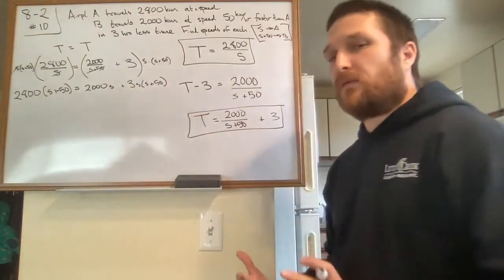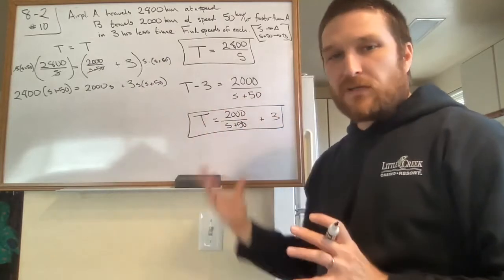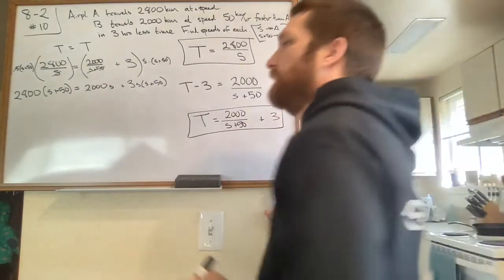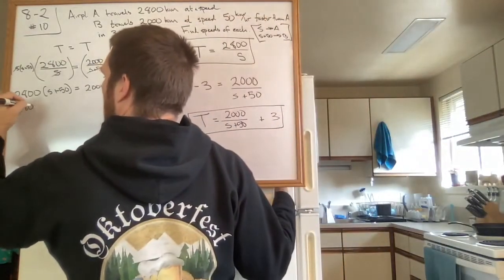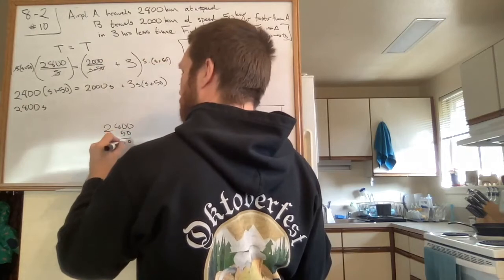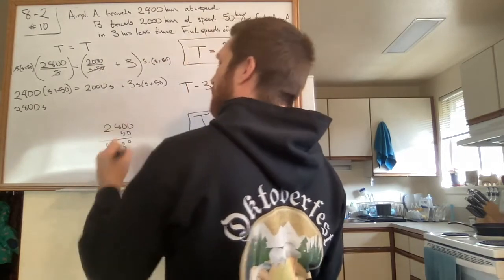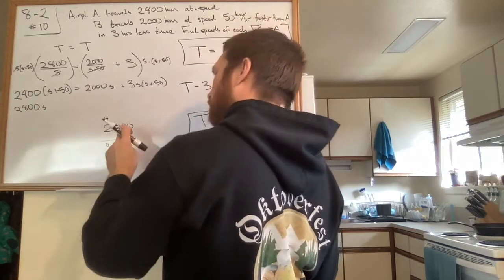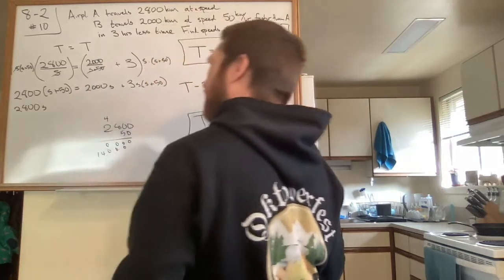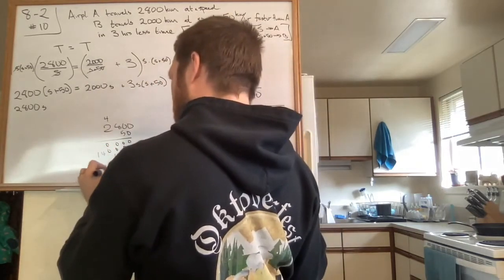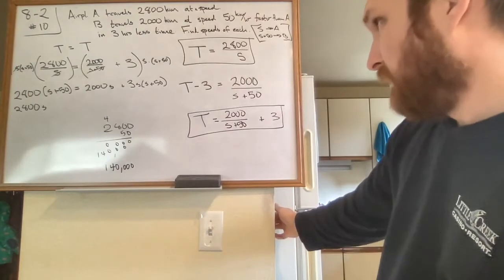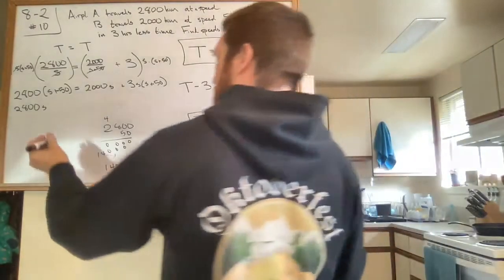And so I know the best way of doing quadratics is to get the equation equal to 0. Hopefully we could factor. So let's do that. First, I got to multiply everything out. So 2,800 times S. 2,800 times 50 gives me a big row of 0s. 5 times 8 is 40. 5 times 2 is 10 plus 4 is 14. That is 140,000, I believe. Did I do that right? Yep, that looks right.